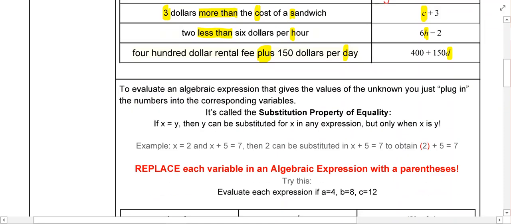All right, this is the meat of the lesson. So this is something you really got to take notes on and make sure you absolutely know. All right, begin. To evaluate an algebraic expression that gives the values of the unknown, you just plug in. Now, a lot of math teachers will use that word plug in, and you're going to hear a lot of math teachers after me, even in high school, say just plug it in. Okay? You plug in the numbers into the corresponding variables.